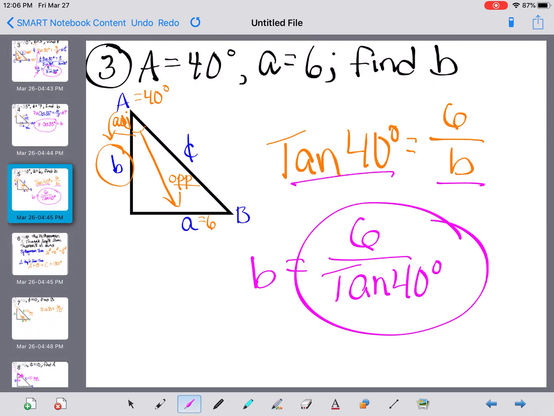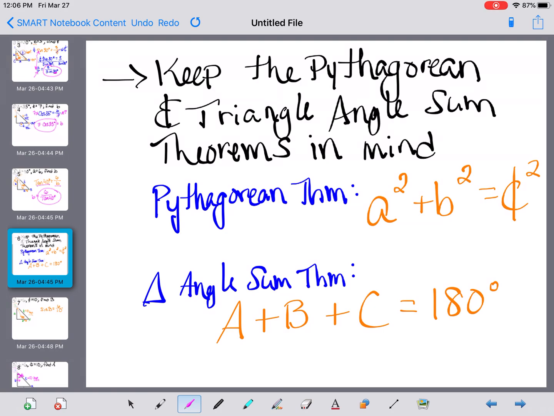Let's take a short break and remind ourselves of the Pythagorean and triangle angle sum theorems. The Pythagorean theorem relates the sides together. If we're trying to solve a triangle, that'll be super helpful so we don't have to keep doing trig functions.